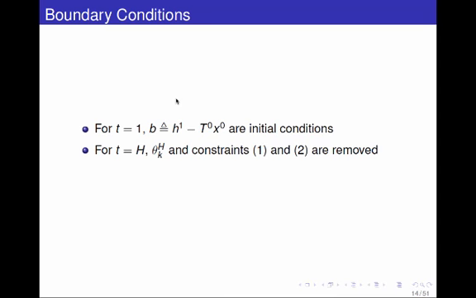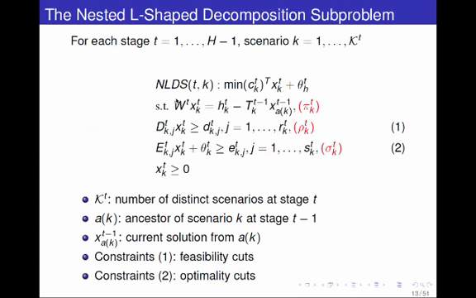Okay, now, like in the L-shaped method, when you are at the last time period, there's no value function to approximate for later. So for the last time period, capital H, the end of the horizon, we remove the theta, we remove these guys and these guys. It's enough to just solve with this objective function with the linear constraints.